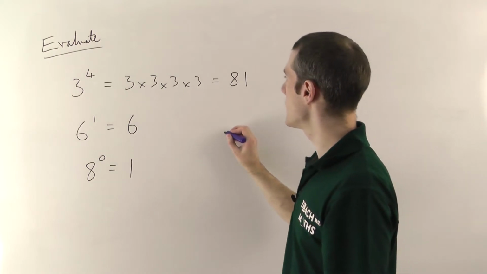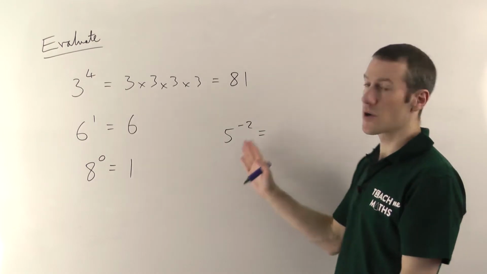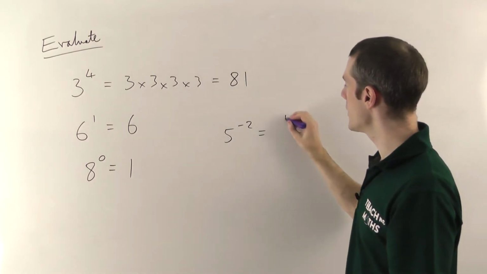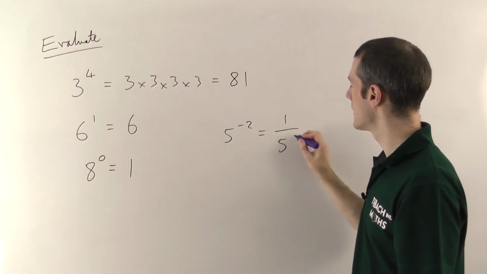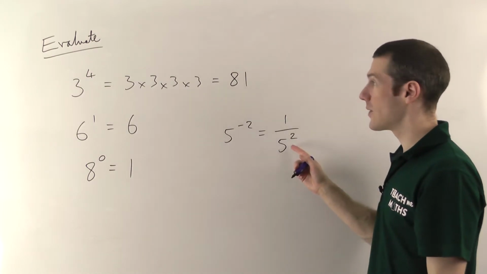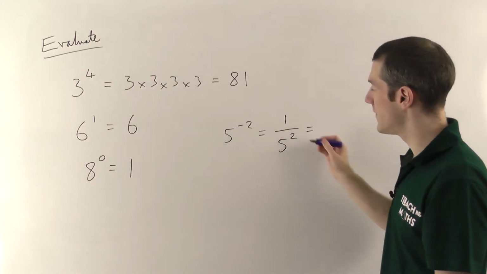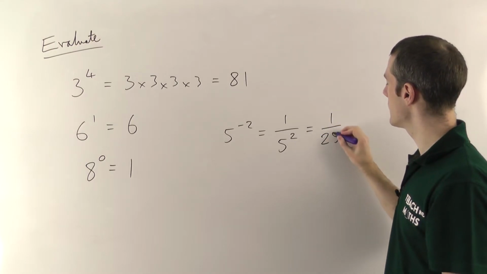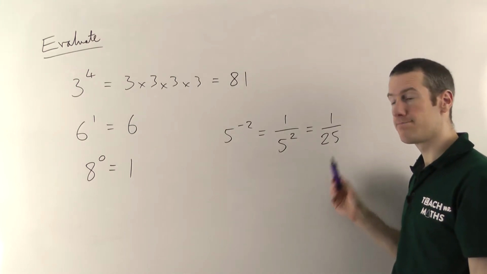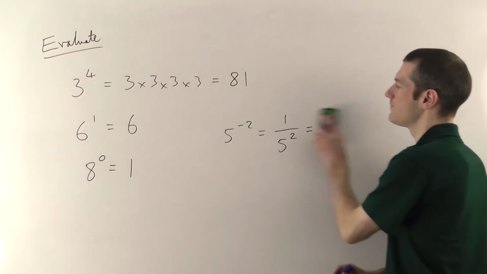Let's try one with a negative power, 5 to the minus 2. So again we've got to work out what this is. Well, negative power, think 1 over the positive. So it's 1 over exactly the same thing, except the power, instead of being minus 2, is a positive 2. Now it says evaluate, find the value of it, so we've got to work out what this 5 squared is on the bottom here. Well, 5 times 5 is 25. So if you had to evaluate 5 to the power minus 2, it would be a 25th.